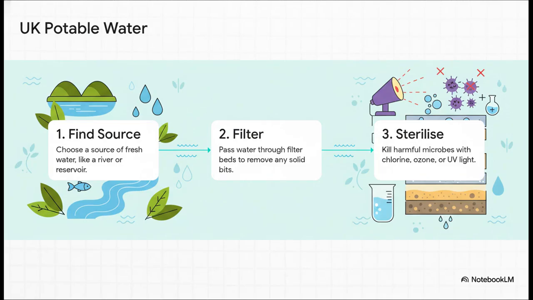So here in the UK, we're pretty lucky to have lots of rivers and reservoirs, so the process is actually quite straightforward. It's basically a three-step cleanup job. First, you find a good source of fresh water. Step 2 is filtration, where you pass it through filter beds to get rid of all the obvious bits, like leaves and grit. And finally, the most important step, sterilization. This is where we kill off any harmful microbes using things like chlorine or UV light.